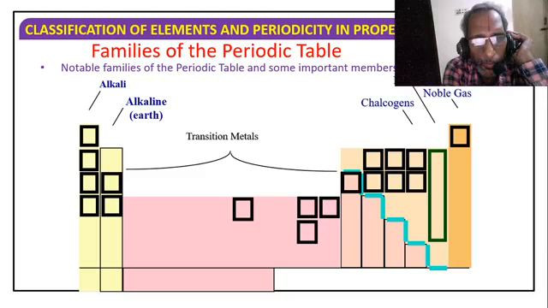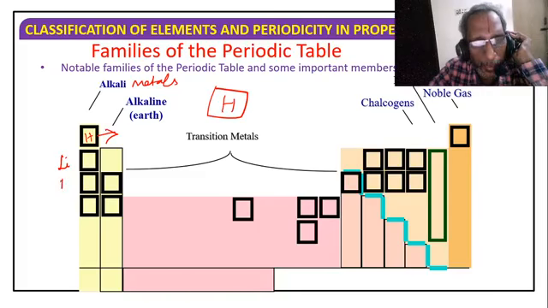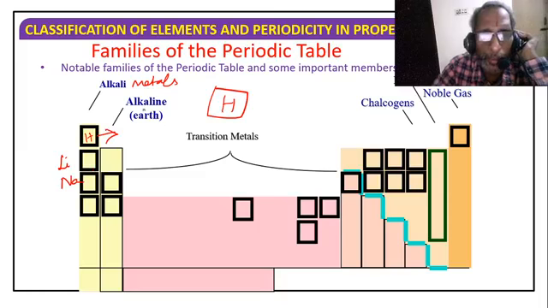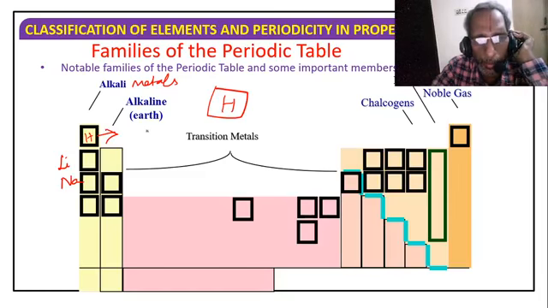Next, as we see, first group metals are called alkali metals. Here hydrogen is not there. Hydrogen will be in the center. Even though hydrogen is mentioned here, hydrogen is not a metal, so alkali metals start from lithium. Second group metals are called alkaline earth metals. D block elements are called transition metals.